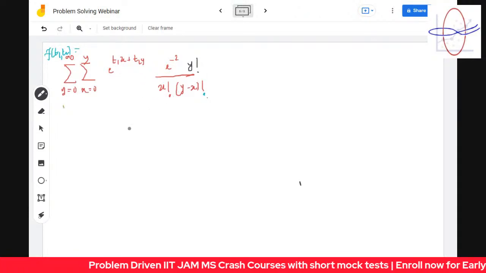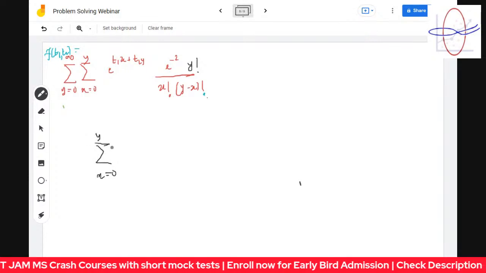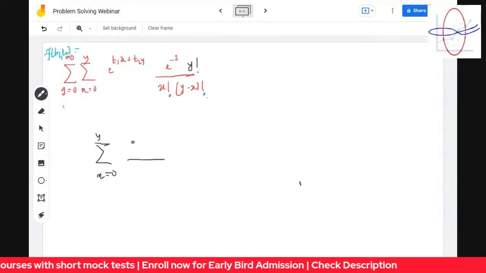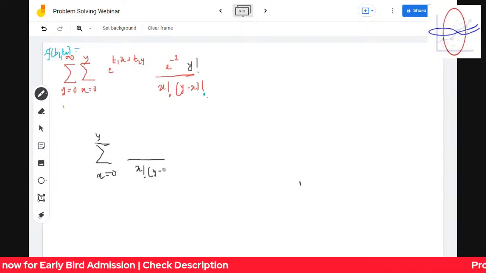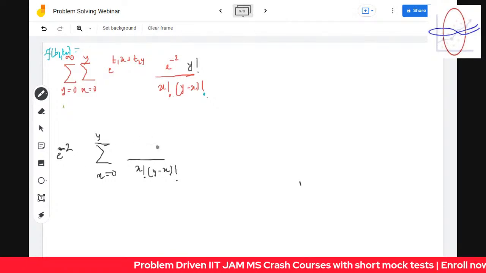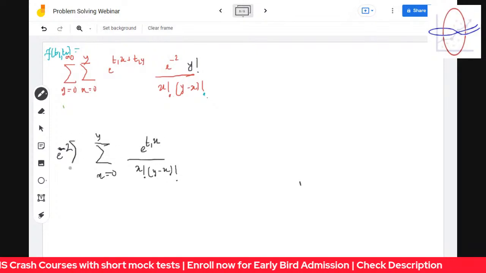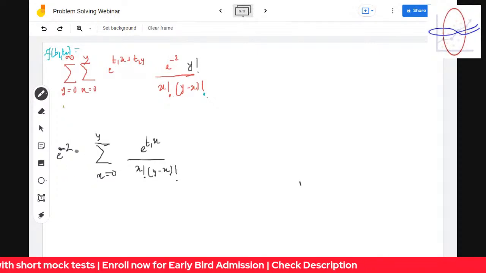So let's see the x portion now, 0 to y. The x portion is x factorial, y minus x factorial. The e to the power minus 2 is outside, it's a constant part. So here is the x factorial part and e to the power t1x, and e to the power t2x is outside.